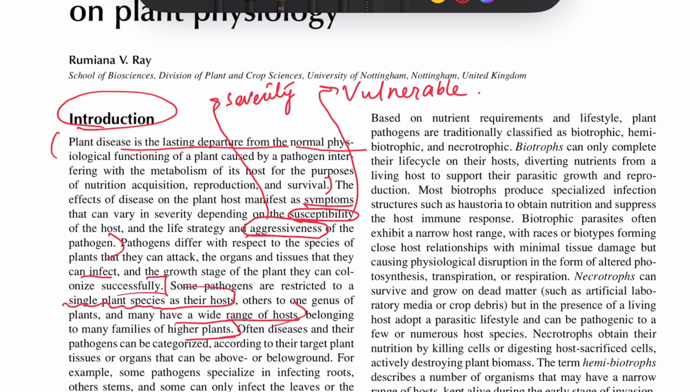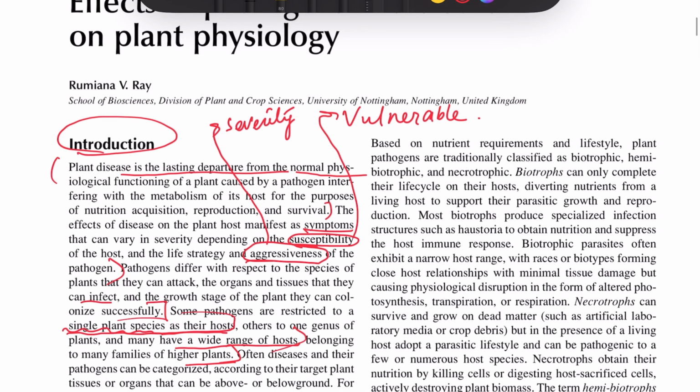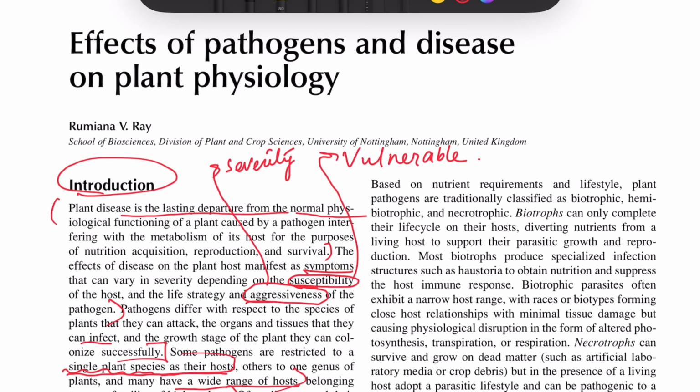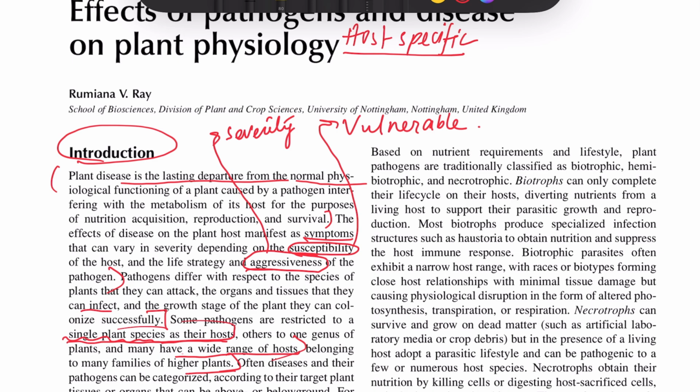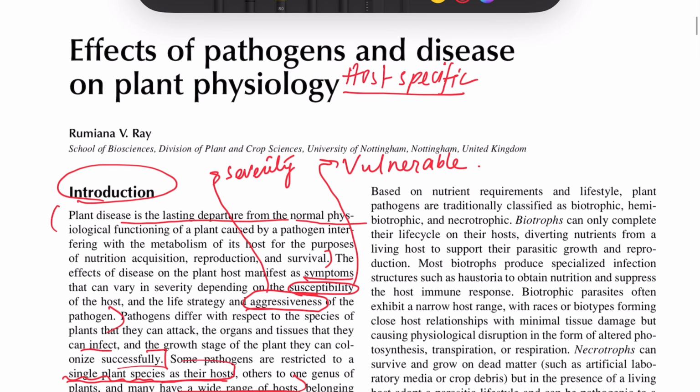Okay, here we can see some pathogens have a single plant species as their host, which means we can say they are host specific. Okay, now there are few which have a wide range of hosts. Okay, they are non-host specific. We will give one example of each.